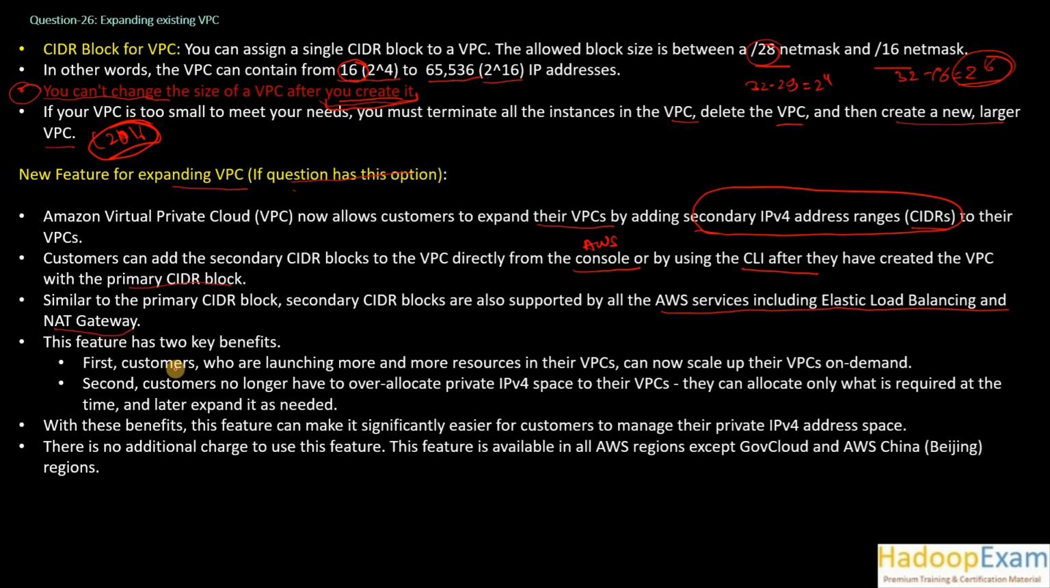This feature has two key benefits. First, customers who are launching more and more resources in their VPC can now scale up their VPCs on demand. These things changed in AWS from 2017 onwards. Second, customers no longer have to over-allocate private IPv4 space in their VPCs. They can allocate only what is required at the time and later expand it as needed. This feature makes it significantly easier for customers to manage their private IPv4 addresses. There is no additional charge to use this feature. It is available in all AWS regions except GovCloud and AWS China.